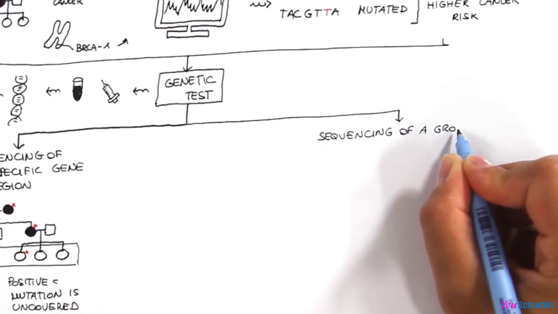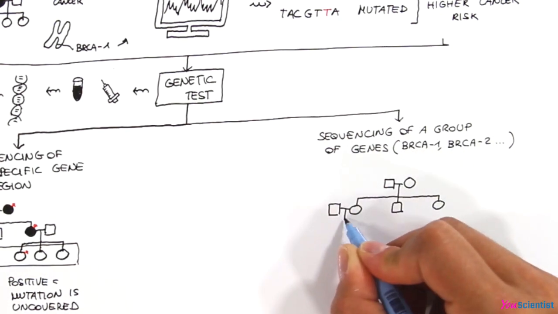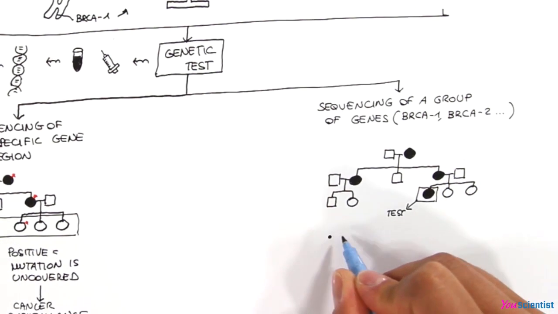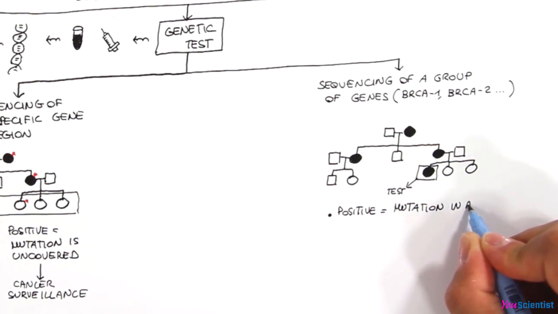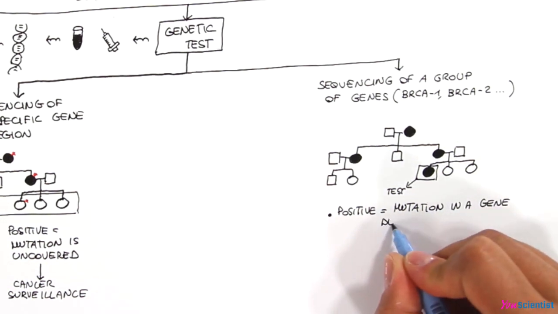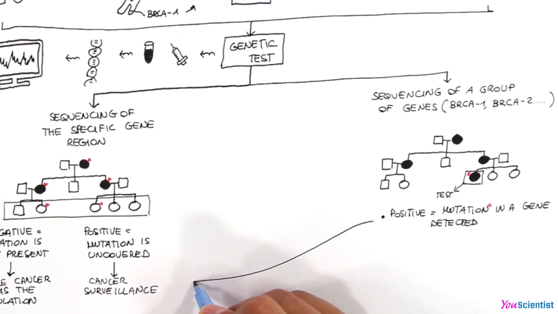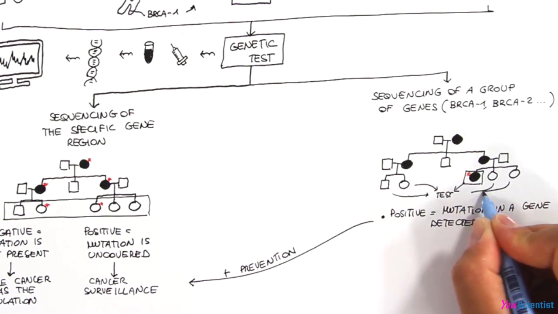If in the family with high risk of cancer the mutation is unknown, a group of genes is analyzed in the genetic test in an attempt to identify the mutation. The genetic test is positive if a mutation associated with an increased risk of cancer is detected. In this case, the patient will enter specific cancer surveillance and prevention programs, while relatives can perform the genetic test if they wish to.